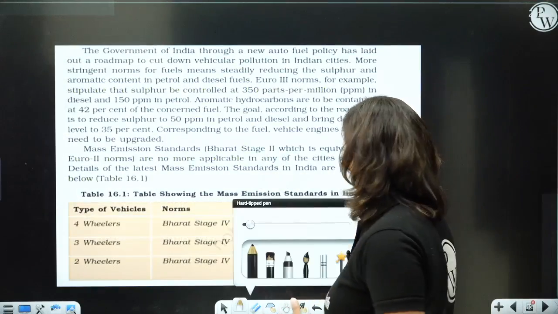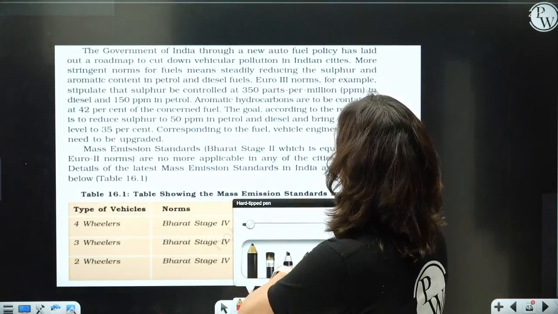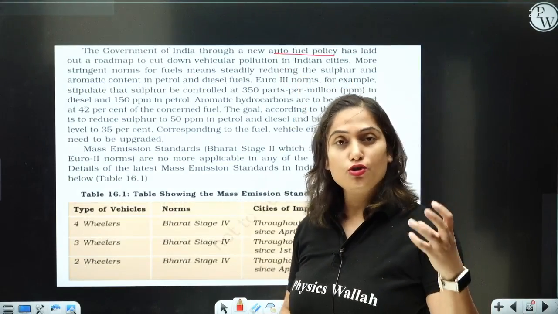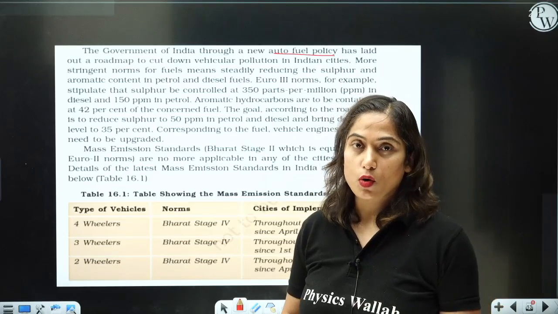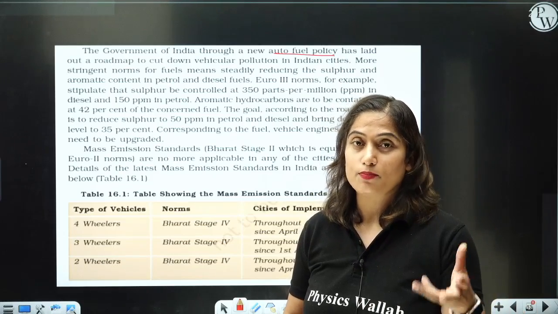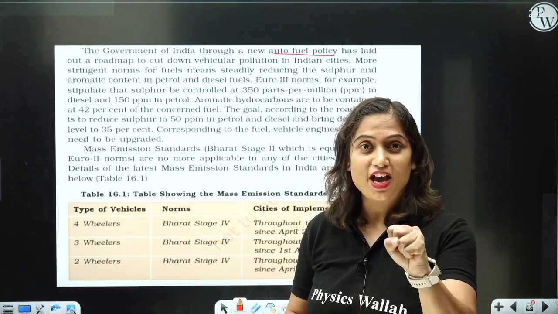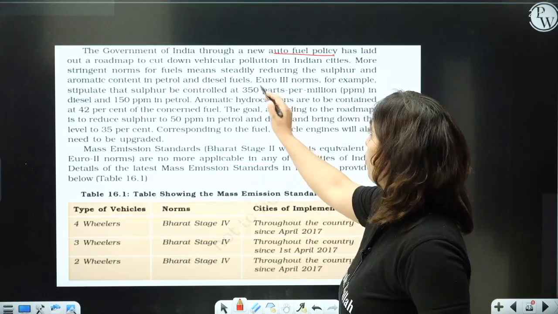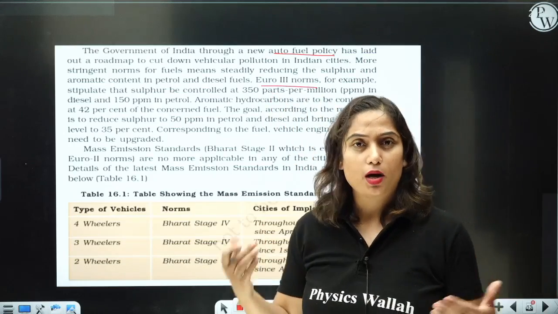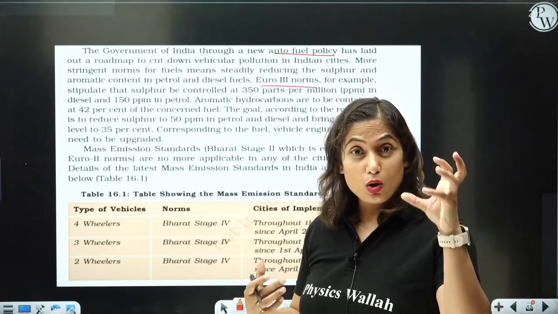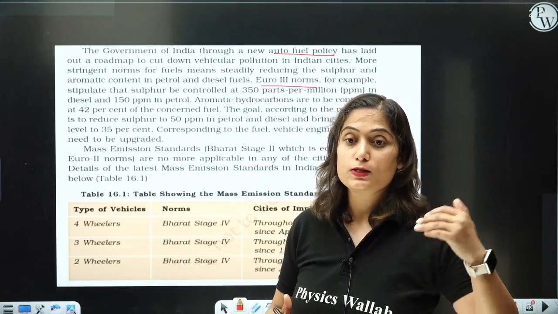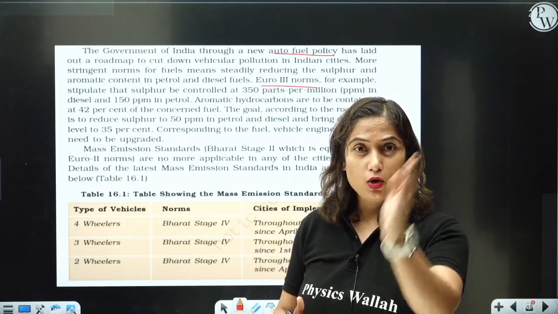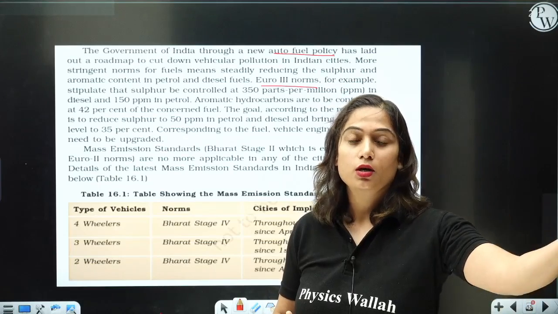Now, the government of India has an auto fuel policy which has stringent rules. There are several norms which are passed by the Indian government which keep a check on the vehicles, right? And these norms were Euro norms, Bharat stages, Bharat stage 1, 2, 3, 4, 5. These are all the norms according to which the vehicle is passed, that okay, this vehicle is producing so much pollution, so we will not pass this vehicle to the public use.